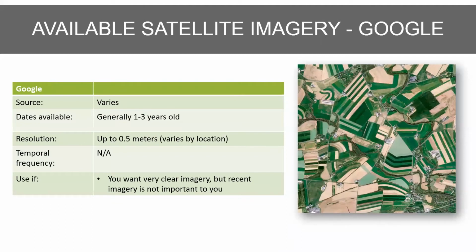GFW also offers Google imagery as a global base map option. Google imagery tends to be very high resolution, up to 0.5 meters depending on the location, so the images are very clear. However, the trade-off is that Google selects the highest resolution image available for that area, but images may be up to 3 years old and thus not as effective for investigating recent forest loss.